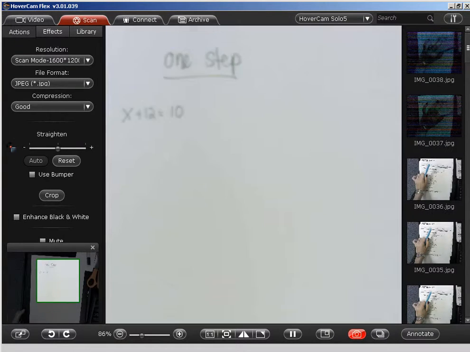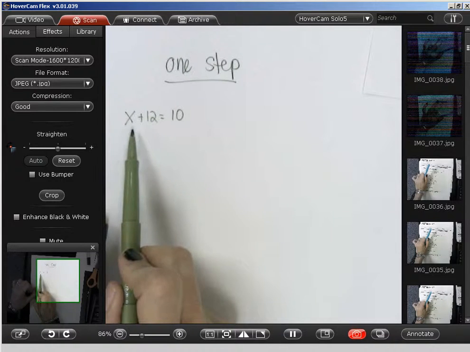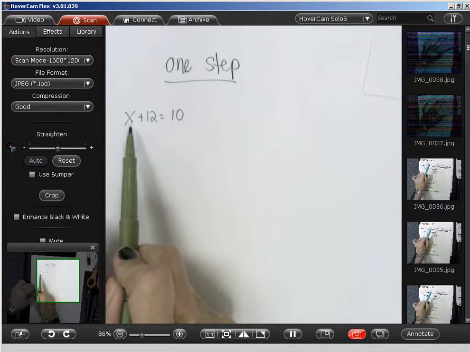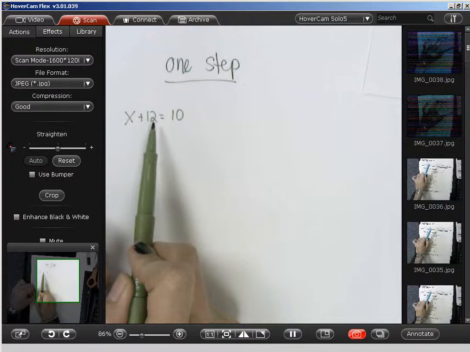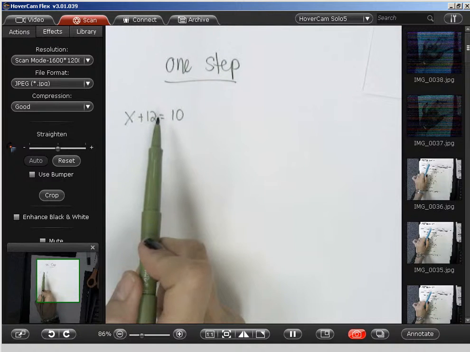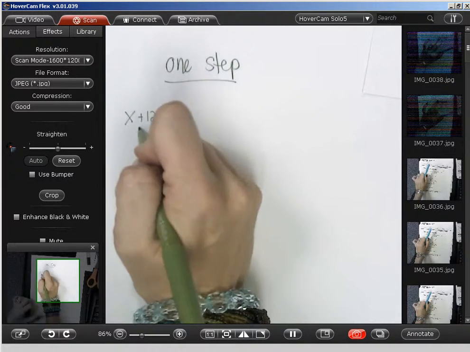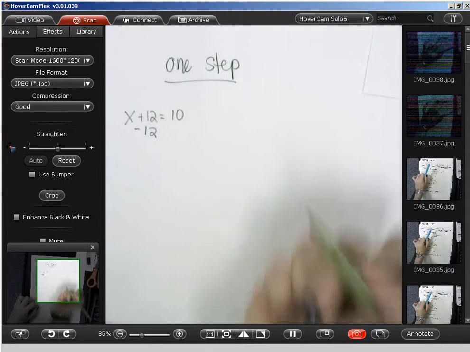So remember, the first thing I'm going to do is identify my variable. My variable is x. And I'm going to look at what's happening to my variable. It's being added to 12. So I want to isolate my x, and I'm going to do the opposite of this to undo it, to leave x by itself. So the opposite of plus 12 is minus 12.